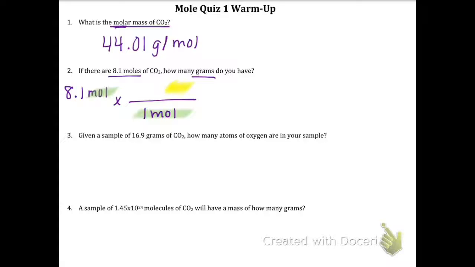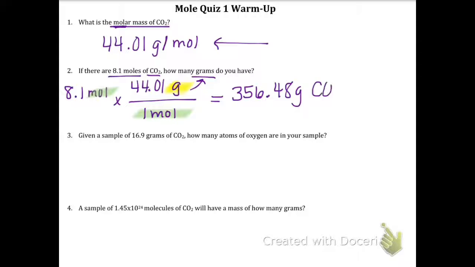Next, I'm going to grams. I already have this mass, it's right up here, so I'm going to do 44.01. I'm going to multiply it together. I reached my destination, and it should be 356.48 grams of carbon dioxide. Make sure you have a number, a unit, and a substance.